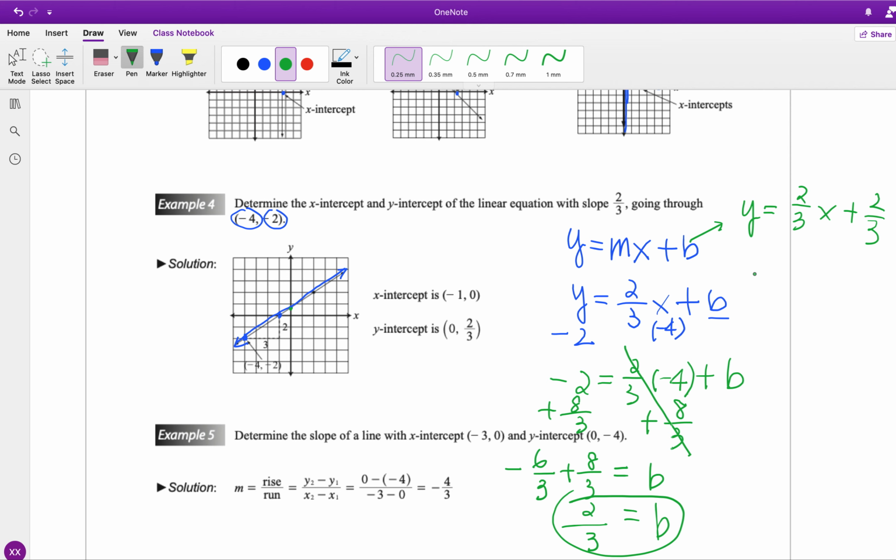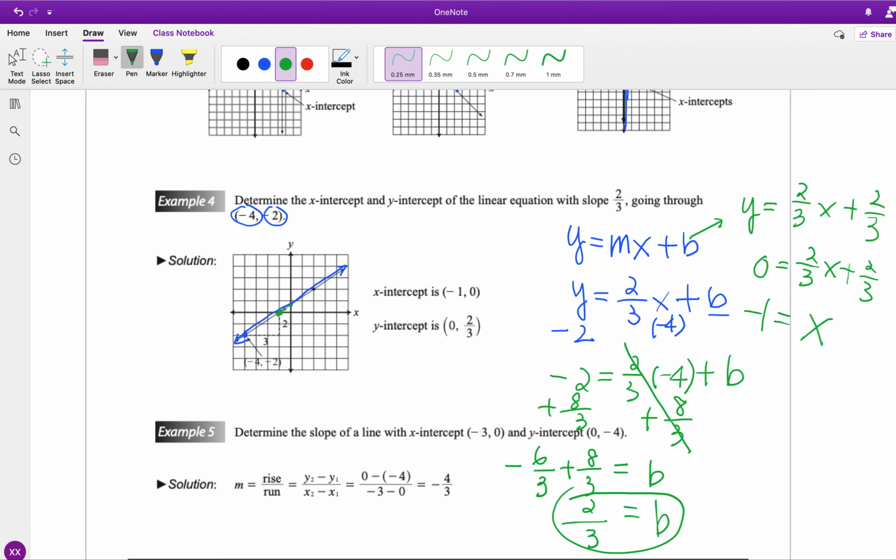So in this case, what is your x-intercept? The x-intercept is when y becomes 0. So 0 equals 2 over 3x plus 2 over 3. Move this to the other side. Therefore, your x equals -1. That's why your x is -1 here for the other intercept.